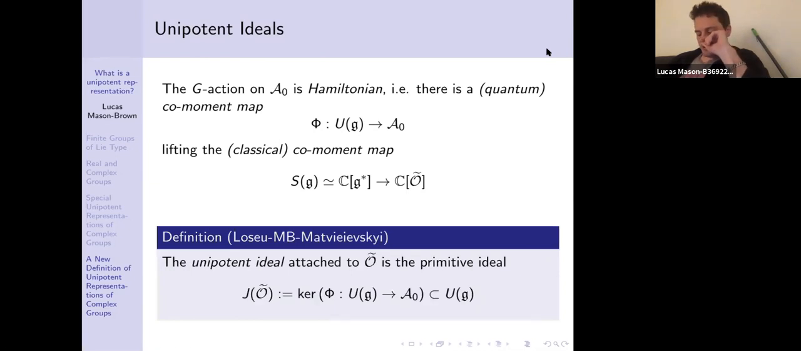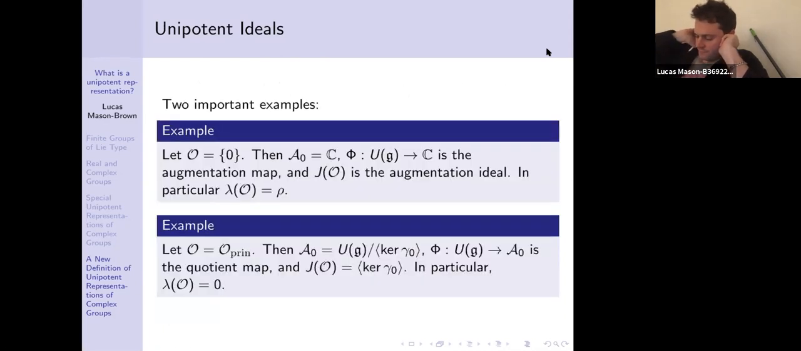And so our definition is the following. The unipotent ideal attached to O tilde is the primitive ideal, J O tilde, which is the kernel of this uniquely defined quantum co-moment map. I guess it's not immediately clear from the definition that this is a primitive ideal, but it is. And these ideals have lots of really wonderful properties, but before giving them, I want to just sketch a few examples. So these are two very trivial examples.